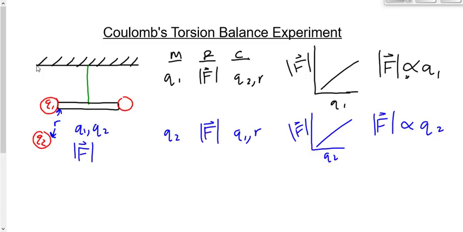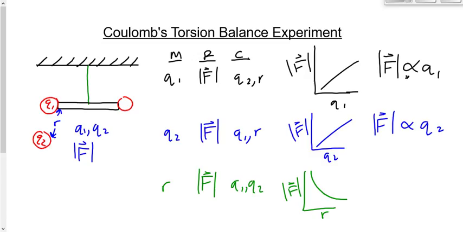Well, then he tries one more experiment where he manipulates the value of R. F is the responding variable. What's the control variables here? Q1 and Q2. When he plots F versus R, he gets a different shape. This time it looks like this.